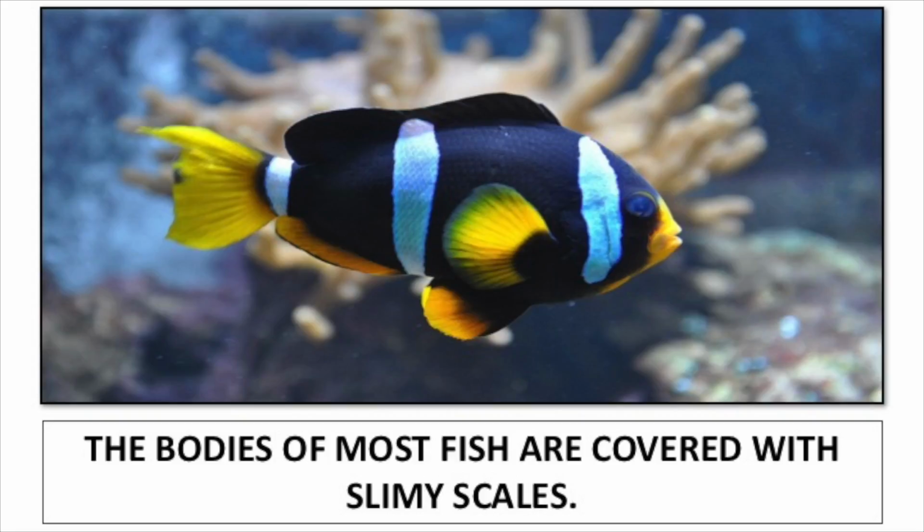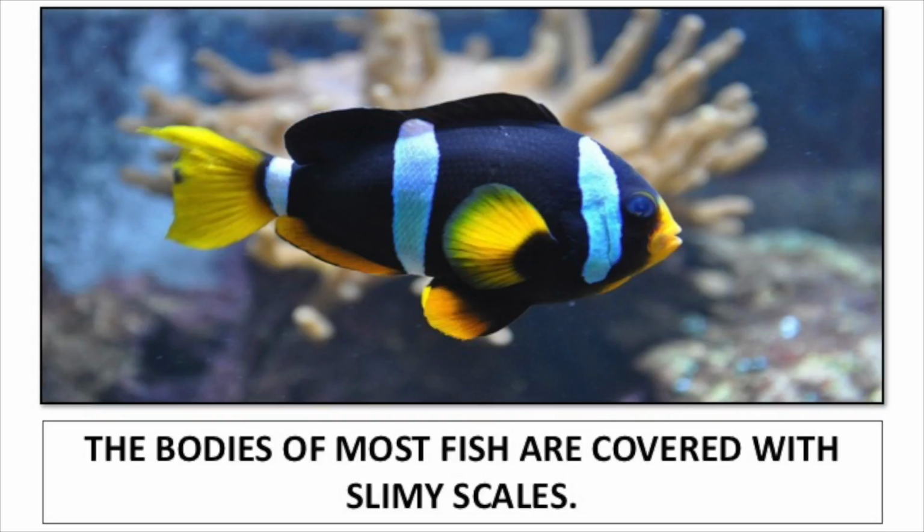The bodies of most fish are covered with slimy scales. Yes, little small slimy scales make up the body of the fish. And if you look really closely at the white parts here, you can see the little scales. Thousands of them all over the fish.